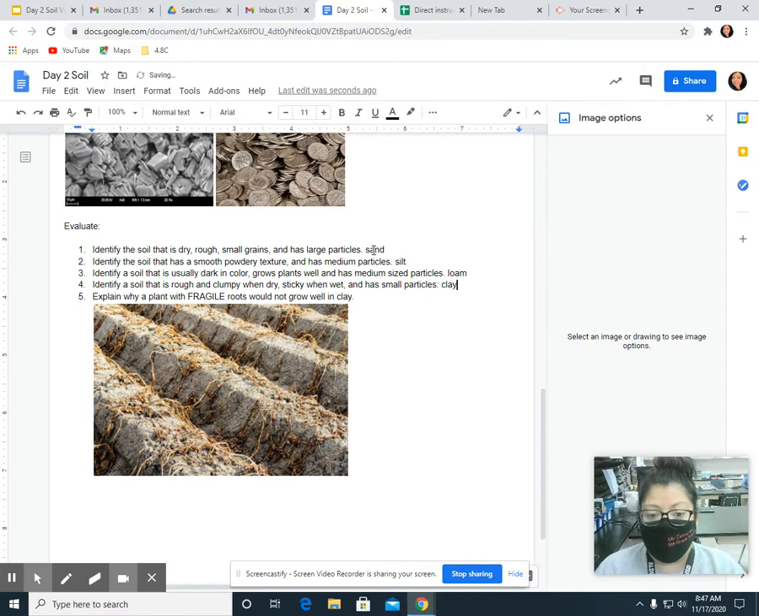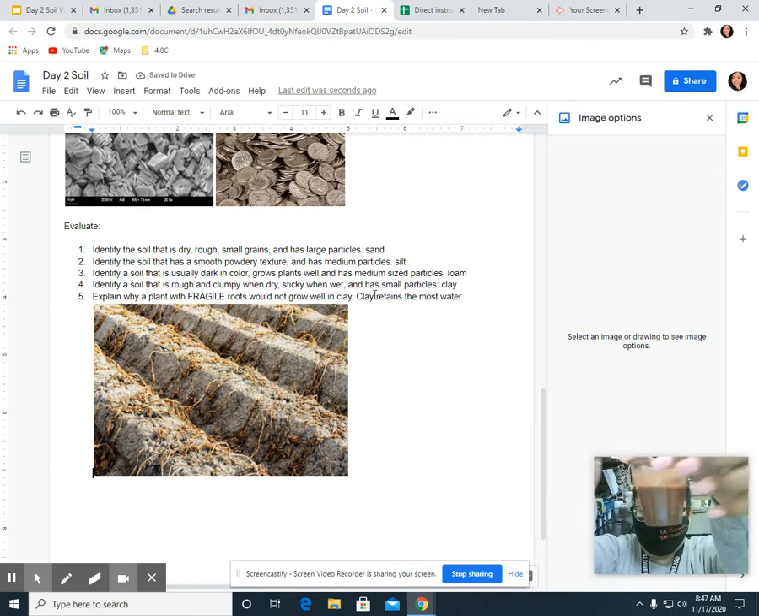That is clay. So why would a plant with fragile roots, similar to our picture that we see here, not grow well in clay? And it's because the clay retains or holds back the most water. And I can see that here.